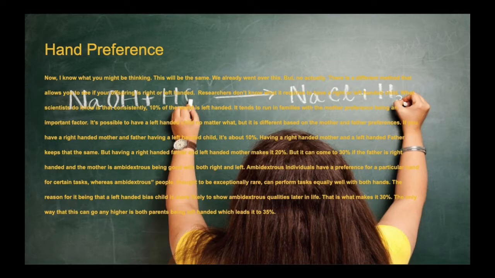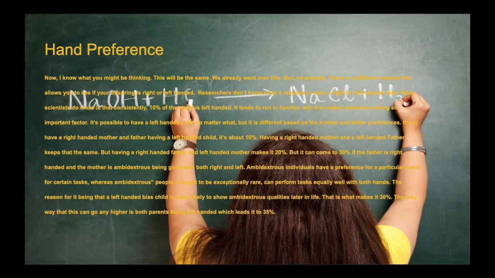It is possible to have a left-handed child no matter what, but it's different based on the mother and father's preferences. If you have a right-handed mother and father, having a left-handed child is about 10%. Having a right-handed mother and left-handed father keeps that the same. But having a right-handed father and left-handed mother makes it 20%. But it can come to 30% if the father is right-handed and the mother is ambidextrous, being good with both right and left.